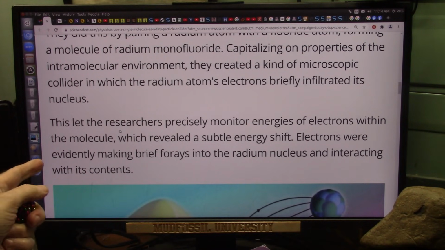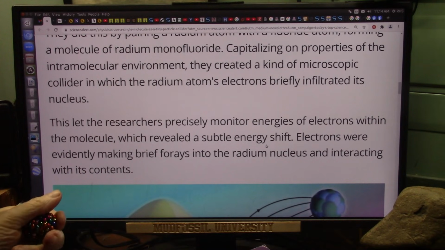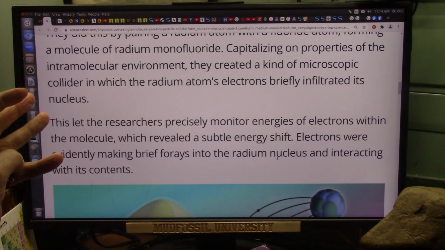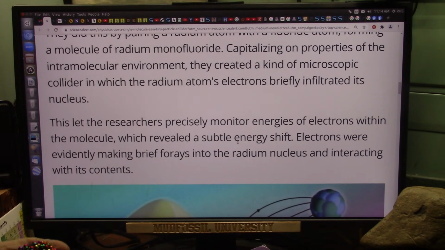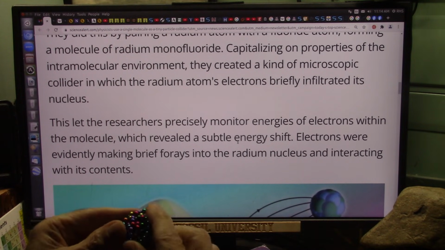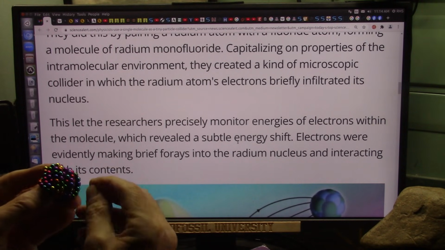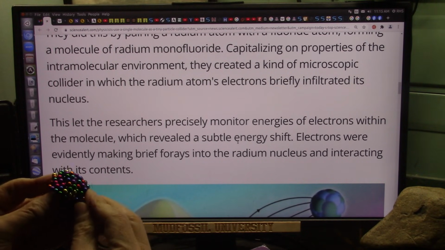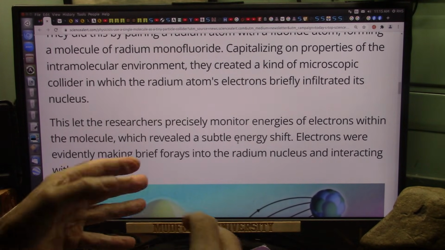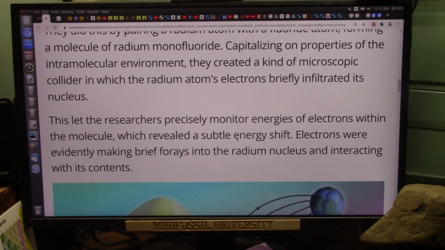The energy let the researchers precisely monitor energies of electrons within the molecule and revealed a subtle energy shift. Electrons were evidently making brief forays into the radium nucleus and interacting with its contents. So that's nothing more than an isotope. An isotope is nothing more than what they're talking about here, having particles missing or having come back in. You can have isotopes that are too big, you can have isotopes that are too small. And that's all they're talking about, the electrons briefly leaving, coming back. That's all an isotope is.